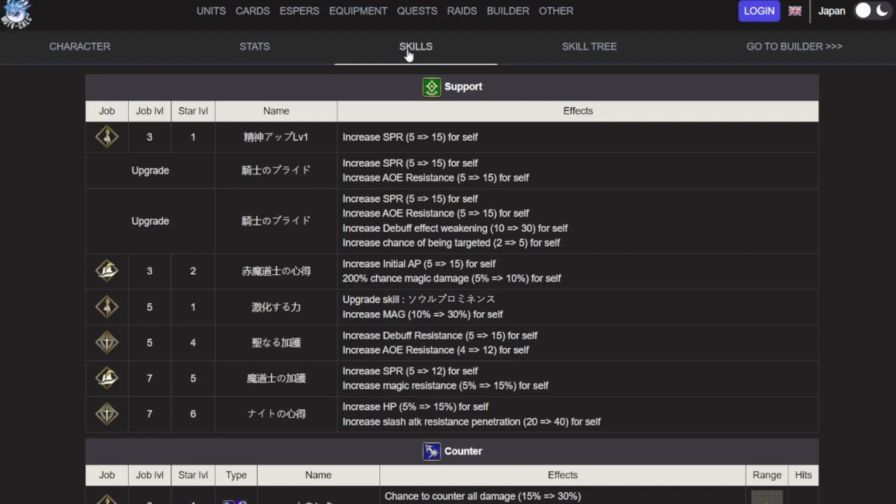The upgrade is going to give him debuff effect weakening 30% for self, which if I'm not mistaken, and I could be, and I'll be able to verify this as soon as this comes to the English side of WOTV Calc, debuff effect weakening should reduce the effect of any debuff against him by 30%. Which, I mean, I guess in some ways is better than the all or nothing version of this, where it just has maybe a 30% chance of completely nullifying it, because this always works.